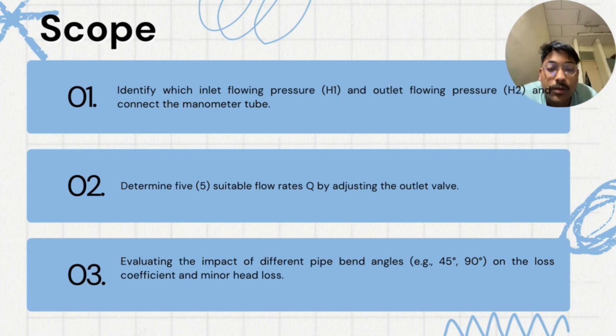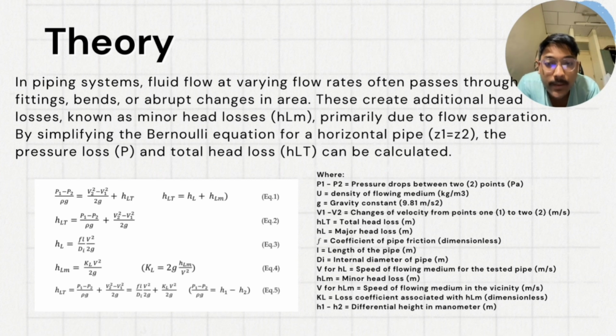minor head loss. So for the theory, in a piping system, fluid flowing at varying flow rates often passes through fittings, bends, or abrupt changes in area. This creates additional head losses, known as minor head loss (HLM), primarily due to flow separation. By simplifying the Bernoulli equation for a horizontal pipe, Z1 equal to Z2, the pressure loss P and total head loss HLT can be calculated.